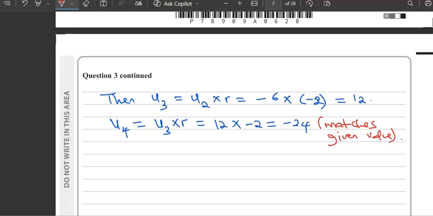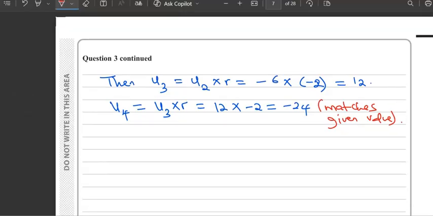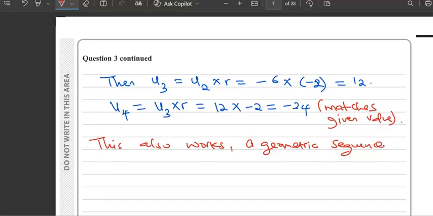So what is the conclusion in this case? The conclusion which we can give is that this also works. A geometric sequence is possible with u3 being equivalent to 12. So this one marks the end of part A, Roman 2.